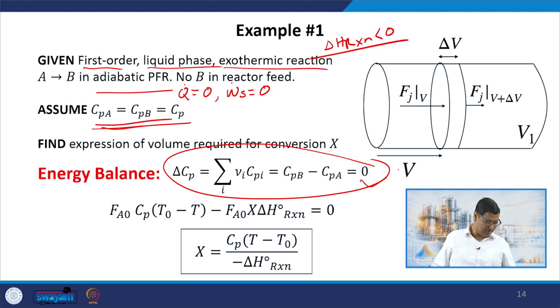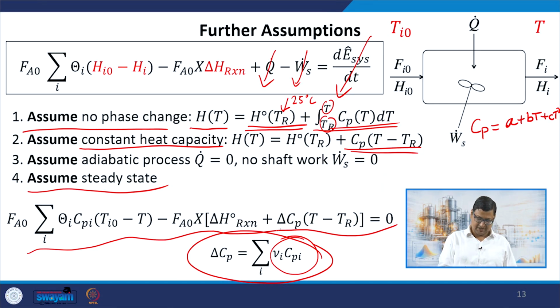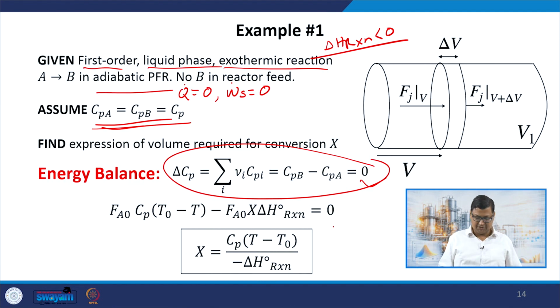That will simplify our energy balance. This term will get dropped. This term will get dropped. And then we will have a much simpler energy balance. If I also assume that the temperature of all the species entering is pretty much the same, right? So I had some Ti naught earlier, but if the feed is well mixed, I can assume that the temperature of all the species is the same, that is T naught.